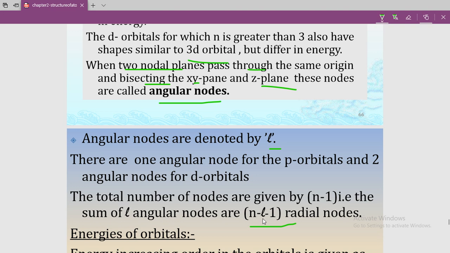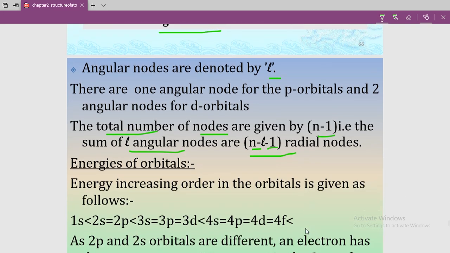As you know, l is the azimuthal quantum number. The total number of nodes is given by n minus 1. It means the total number of angular nodes is l, and the radial nodes are n minus l minus 1.